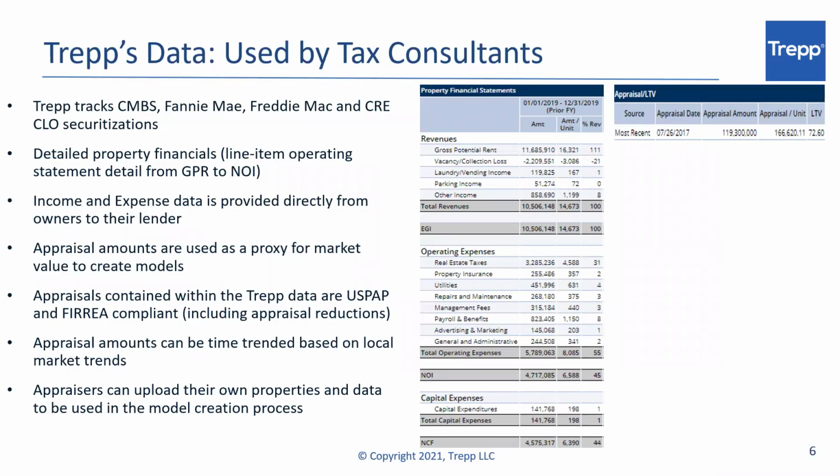So let's get into the data a little bit. This is the data that's currently being used by our tax consultant clients. As we highlighted at the beginning of the presentation, we track some fairly distinct lending markets. We track the CMBS, Fannie Mae, Freddie Mac, and the CRE CLO securitization market. So any loan or any property that takes out a loan using one of those financing mechanisms, Trepp's actually written into the reporting structure to receive a copy of the origination packet as well as ongoing surveillance for the life of the loan, with financials being a component of that.